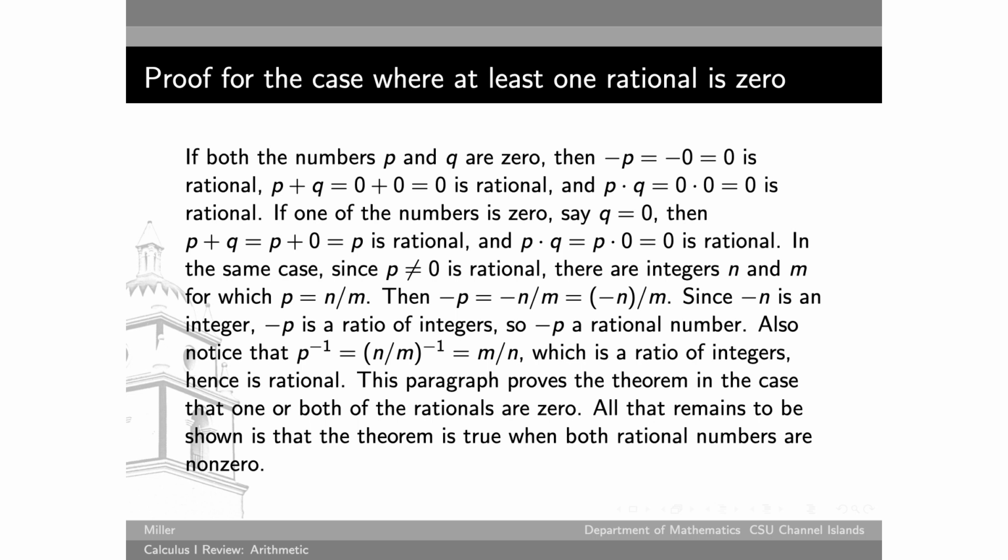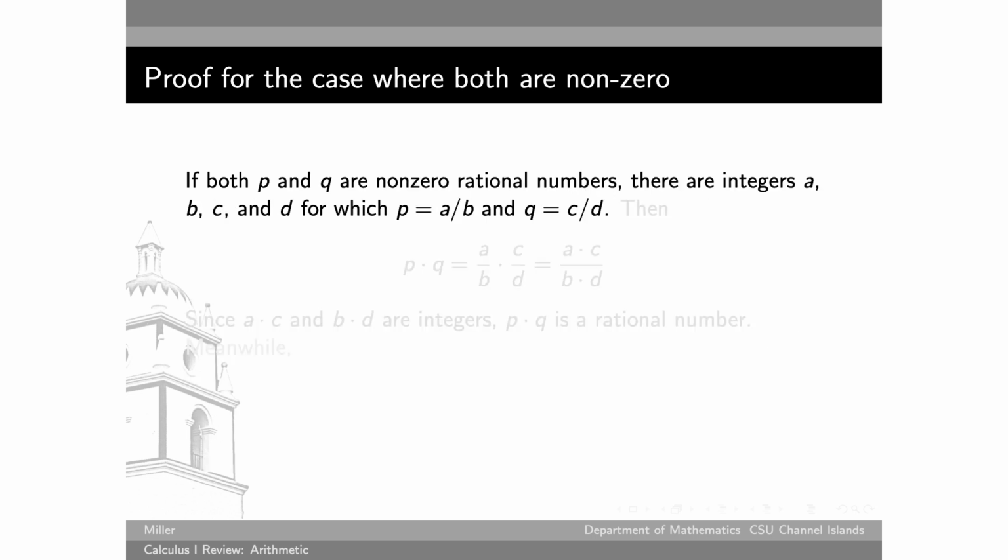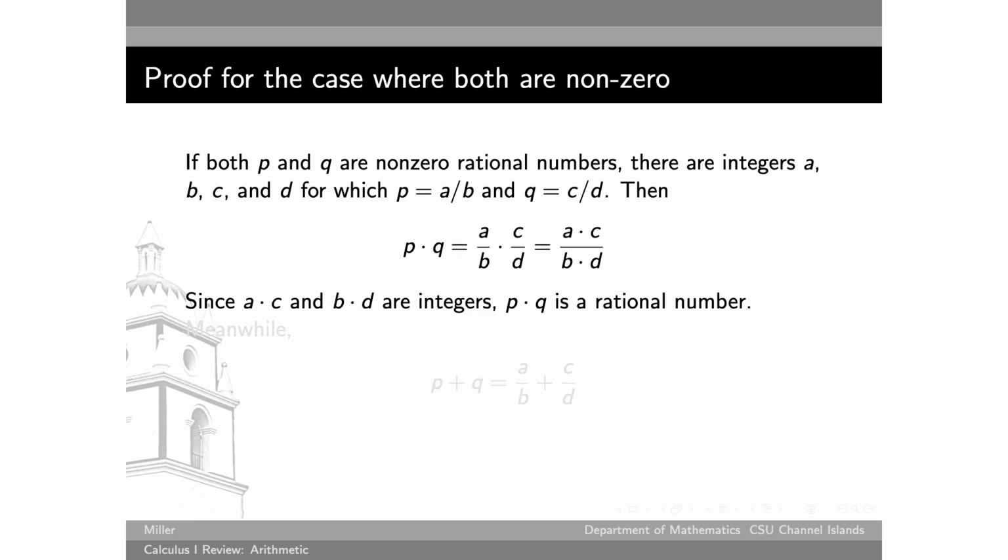All that remains to be shown is that the theorem is true when both rational numbers are non-zero. If both p and q are non-zero rational numbers, there are integers a, b, c, and d, for which p is a over b and q is c over d. Then p times q is a over b times c over d, which is the same thing as a times c over b times d. Since a times c and b times d are integers, p times q is a ratio of integers, so it's a rational number.